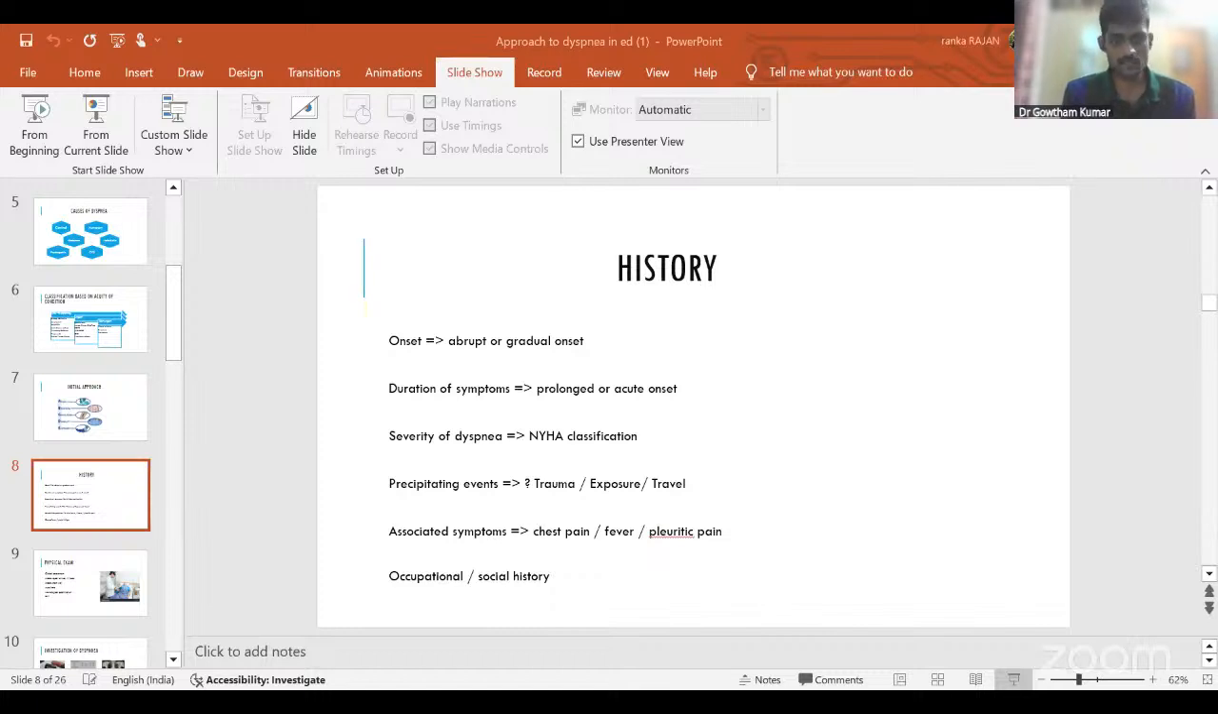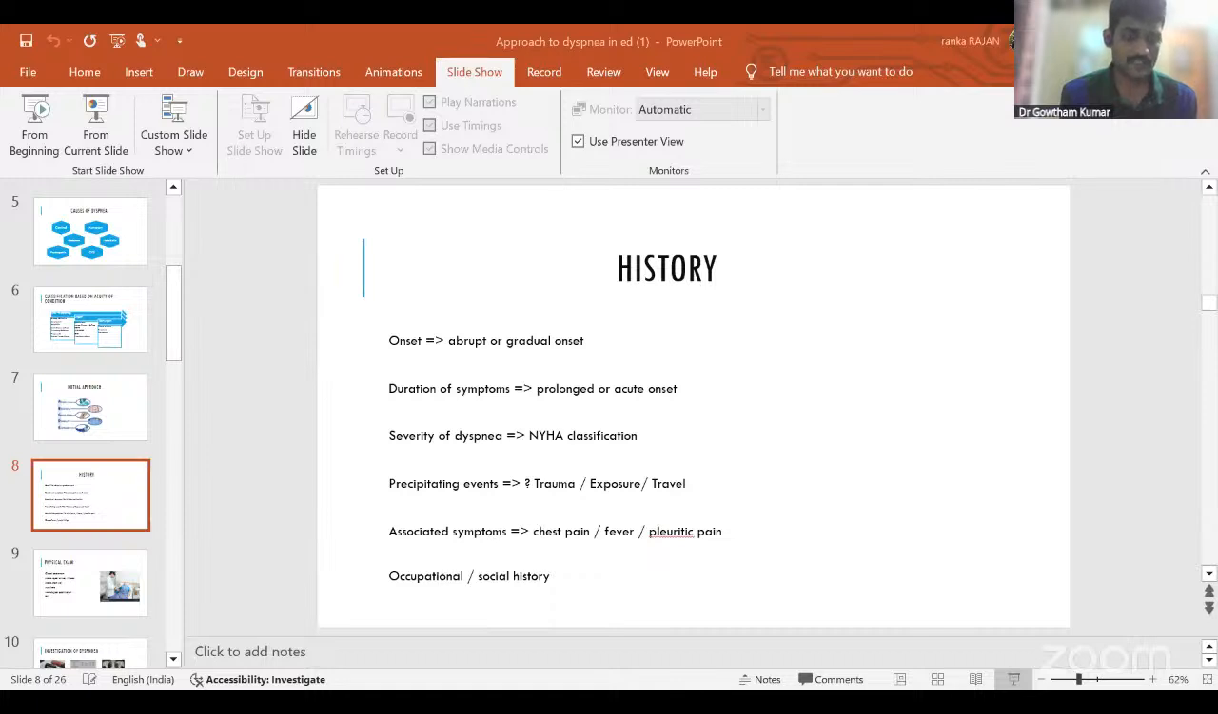Precipitating events, whether trauma has precipitated it, or any exposure to toxics, or any travel history should be prioritized. If the patient has traveled to COVID countries or is traveling to any acute viral pneumonia countries, we have to give priority to it.